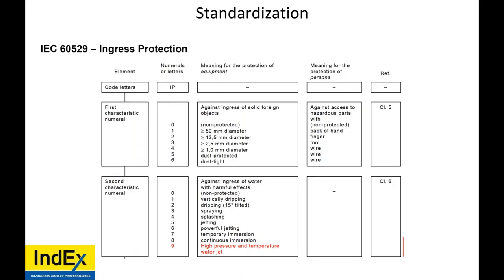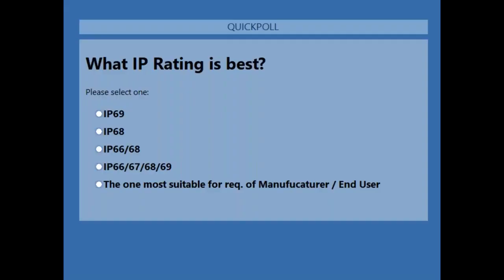Now we're going to do a poll right now. Which IP rating is best? Now, take into account all specifications, standards, requirements that are requested. 44% have voted. Once we get up to about 70%, I will close the poll. Give it another 15 seconds.